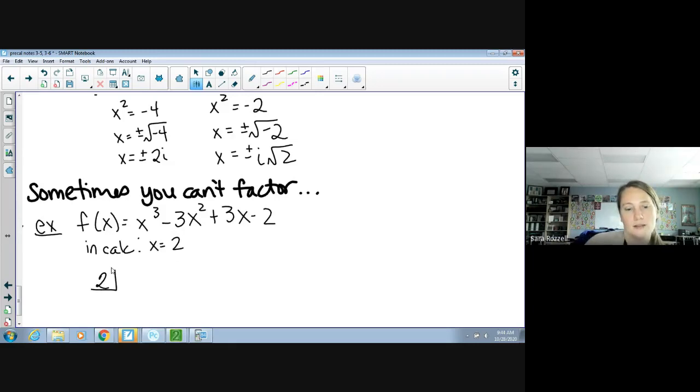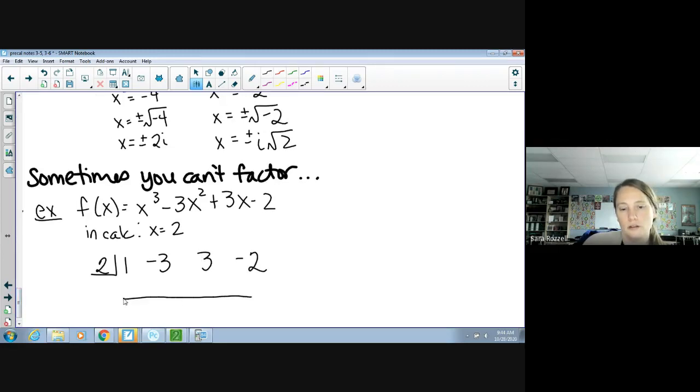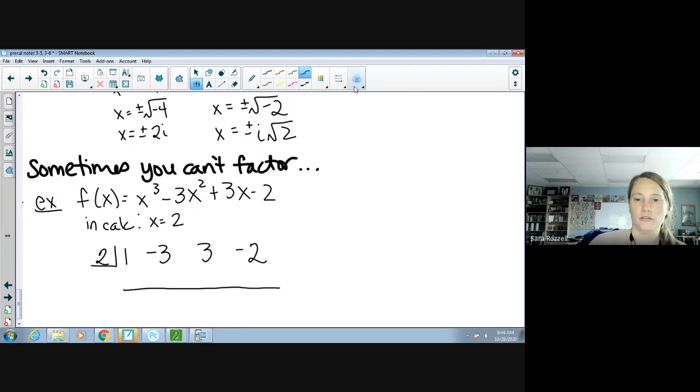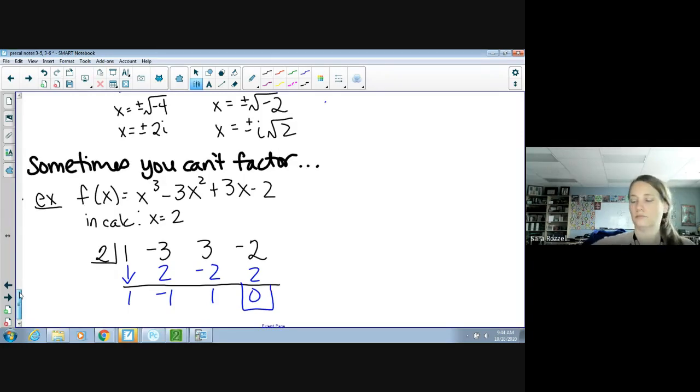So put 2 in our box. 1, -3, 3, -2. Oh, I noticed on your synthetic division homework that a lot of y'all missed the ones that had placeholders. So make sure you pay attention that you've got one for each power. That was one of the most missed questions on 3-3. I had a lot of time yesterday to analyze all your work. So 1 and 2 and -1 and -2 and 1 and 2 and 0. That was kind of fun.